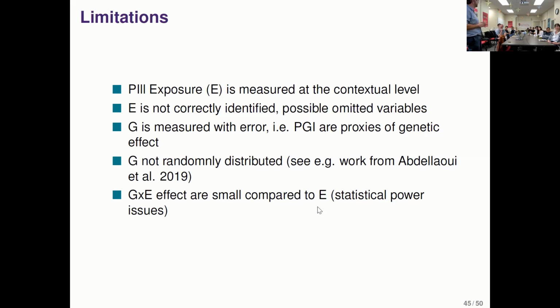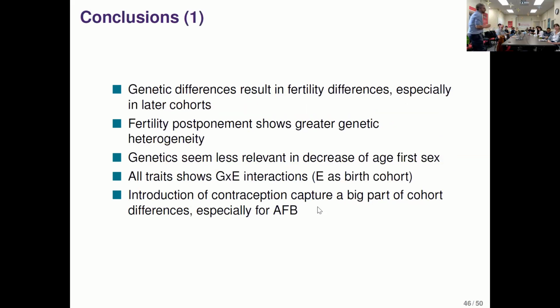So does it make sense to study G by E effects if they're so small? I do think so, because especially in the latest cohorts, we see that part of the variability in age of first birth in particular, but also number of children, could be caused by genetic diversity.